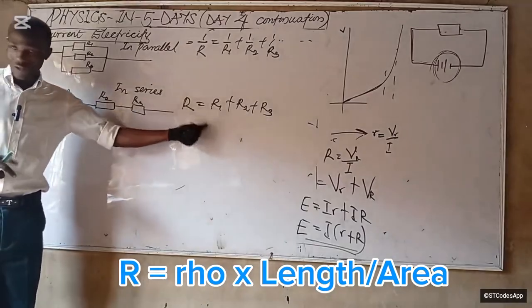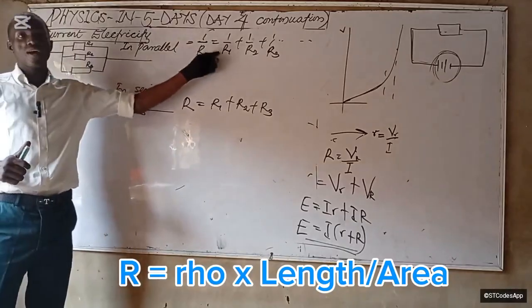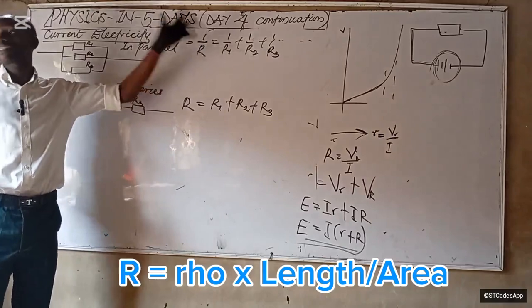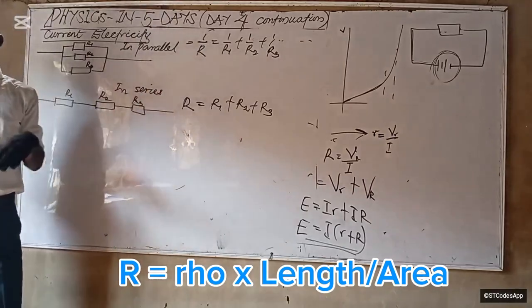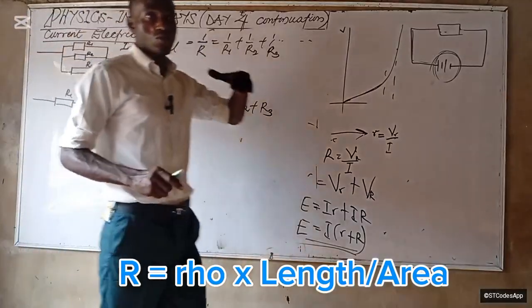The second one, right? So it means that the best way to arrange your load is in parallel, because this one minimizes opposition to current. Does that make sense now? This one does what? Minimizes opposition to current.